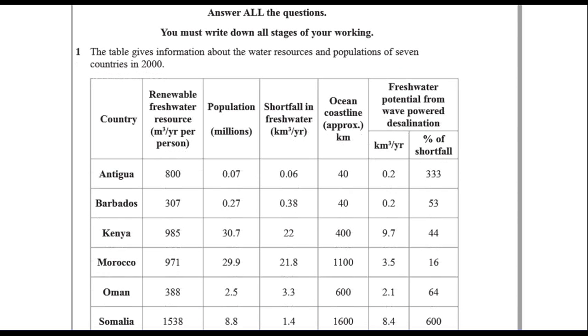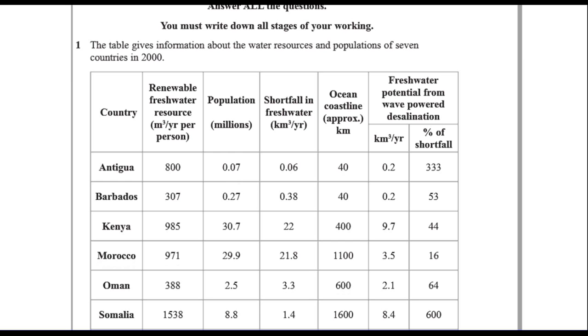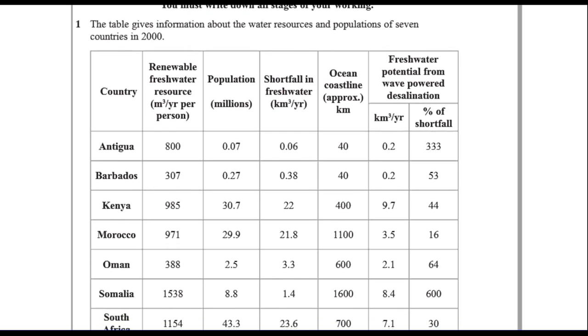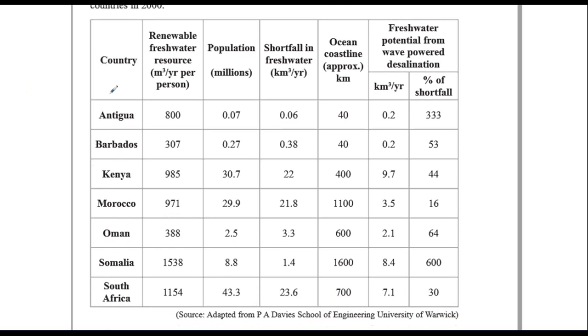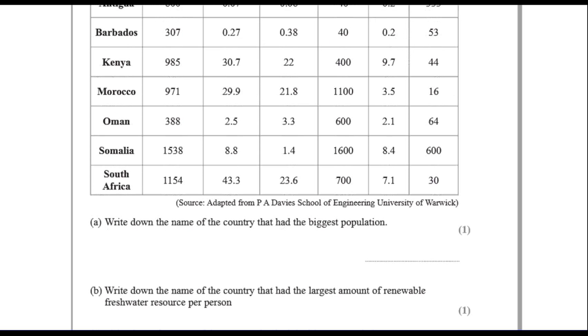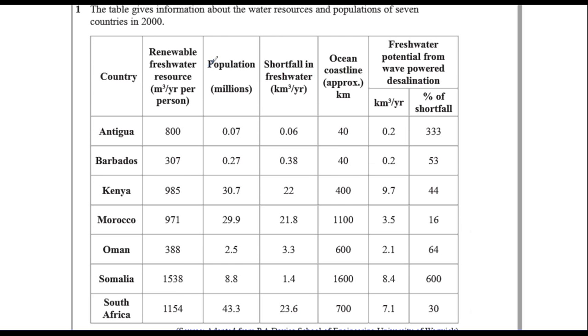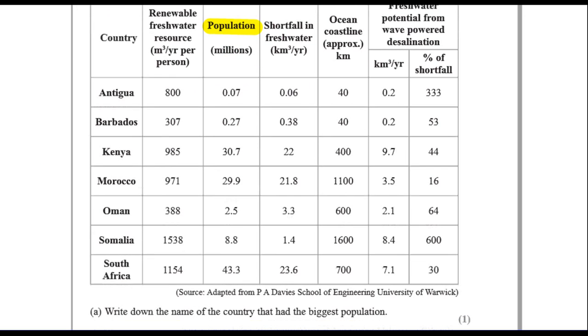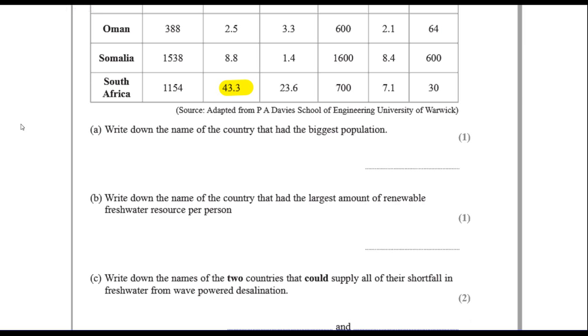Question 1. The table gives information about the water resources and populations of 7 countries in 2000. So we've got the country down the side, we've got the resources that it has. Write down the name of the country that had the biggest population. Okay, so we've just looked for population, which is here, and we look for which one has the highest number, and you can see that it's South Africa. So you're going to write that down as your answer, South Africa.